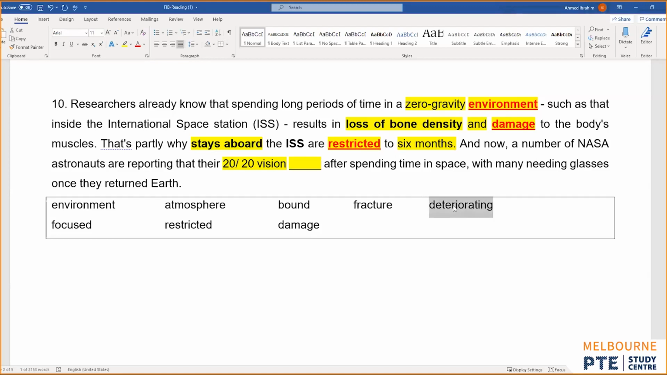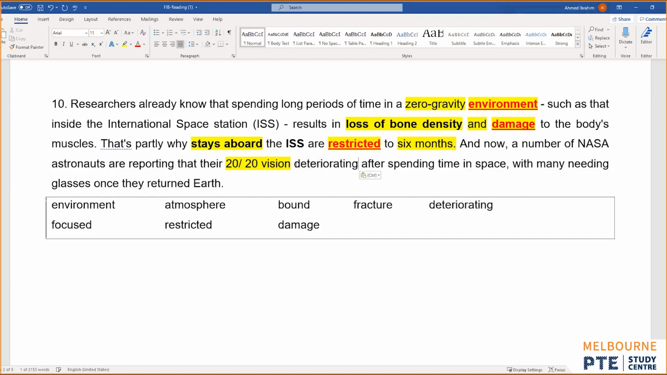Okay, it's actually deteriorating. You can say we can approach this more in the context of meaning than grammar, because if you see, the entire passage has been about what sort of bad effects occur on the human body by spending more time in space. Firstly it talked about loss of bone density, damage to the muscles. Now it is talking about vision, as in eyesight.